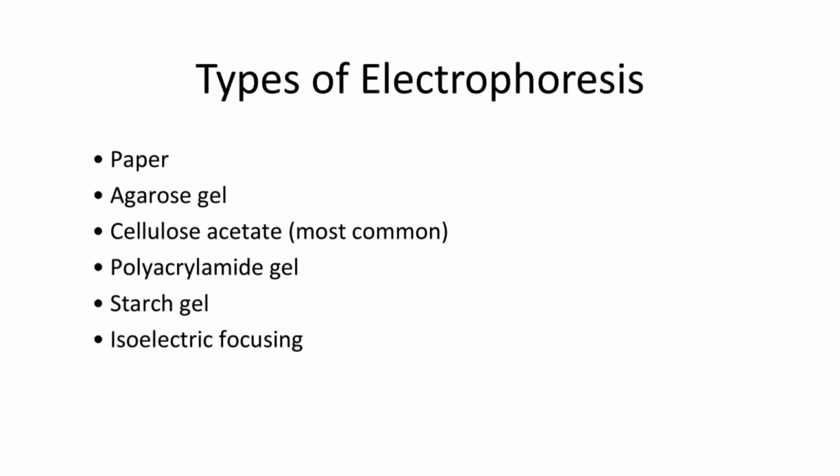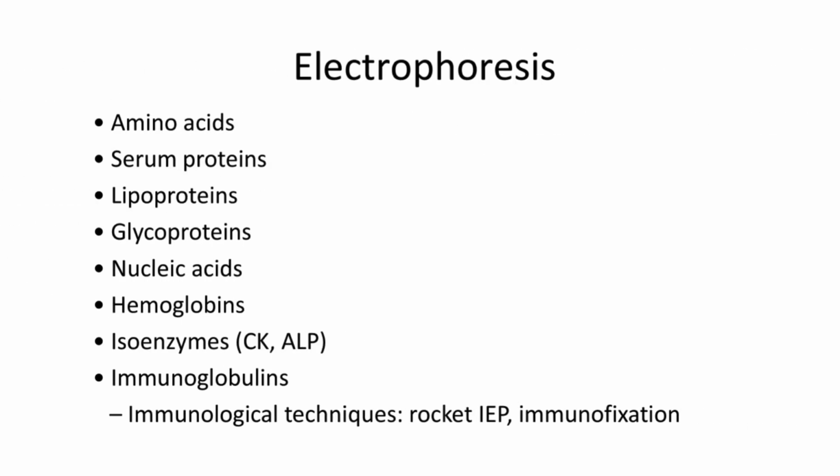There are several types of electrophoresis. These include paper electrophoresis, agarose gel, cellulose acetate, which is the most common, polyacrylamide gel, starch gel, and isoelectric focusing. Each medium has different properties that influence separation and resolution.